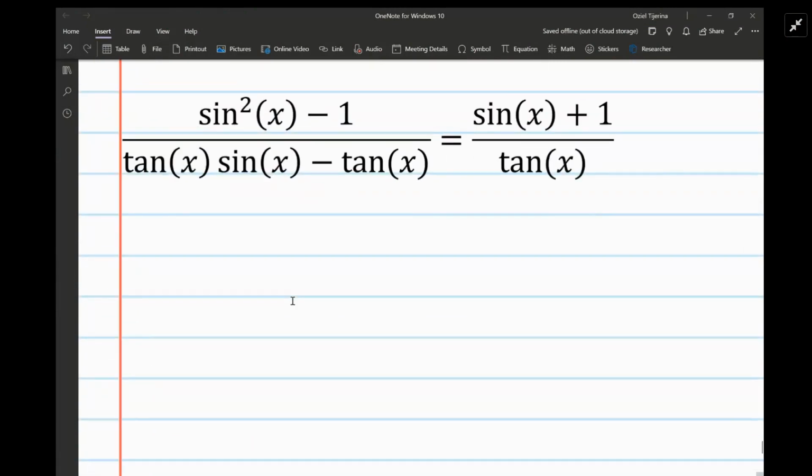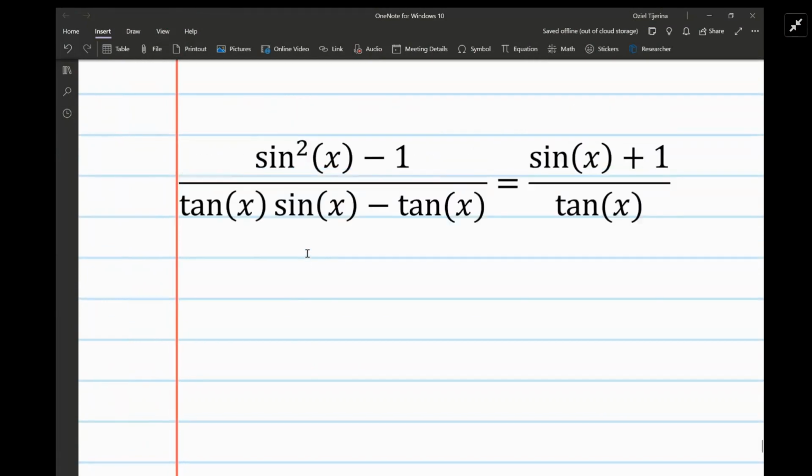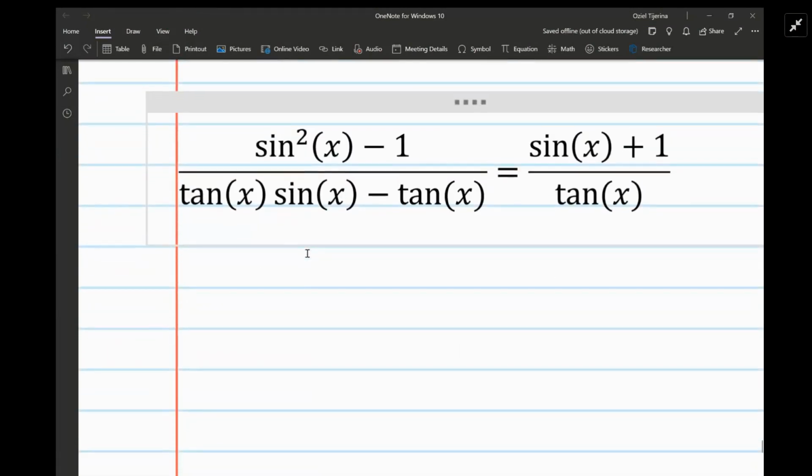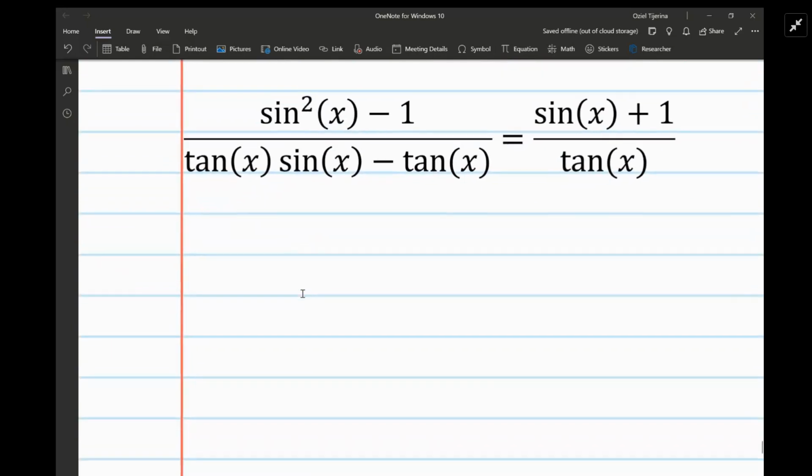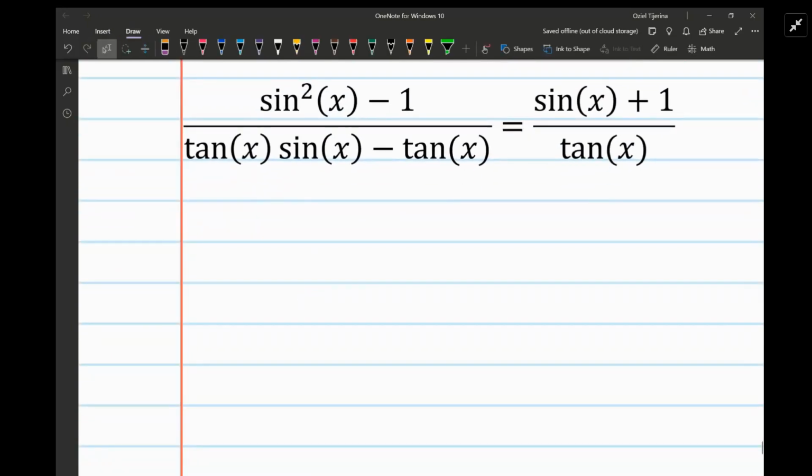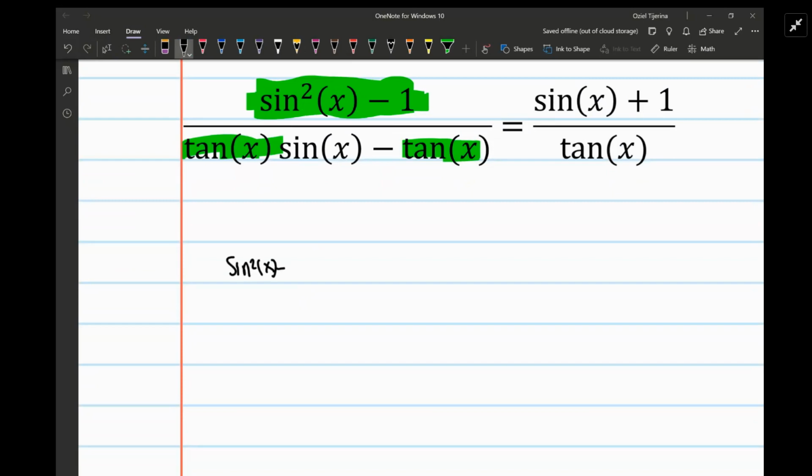Okay, so we have this trigonometric identity, and we want to verify it. The first part that we have here is sine squared x minus 1, and that looks a lot like a certain identity that we know. We also know that there's a tan x on both of these, right? So I'm going to write sine squared of x minus 1.